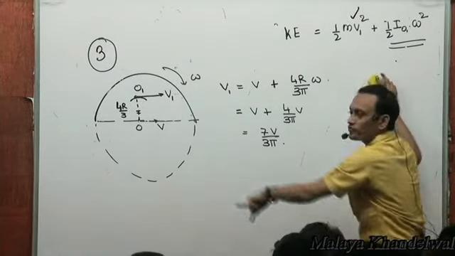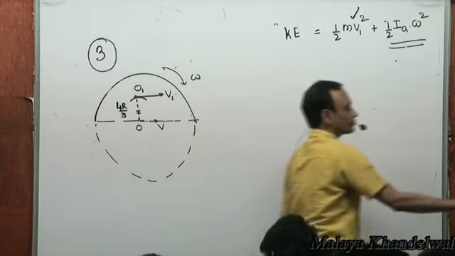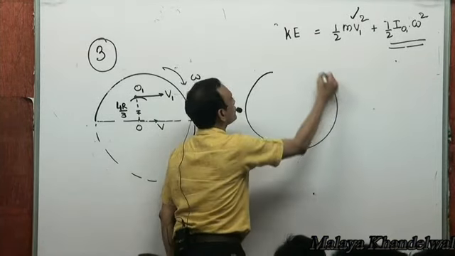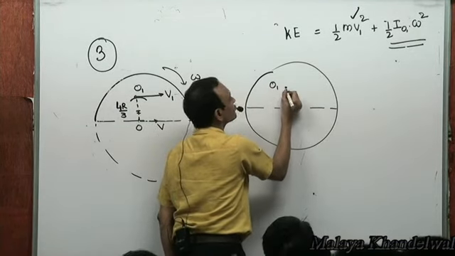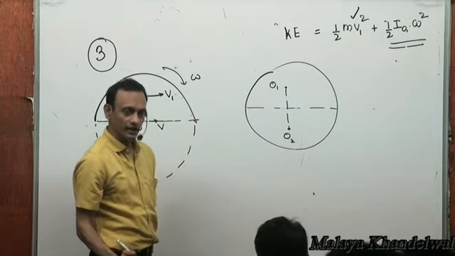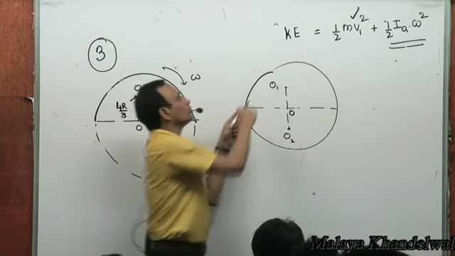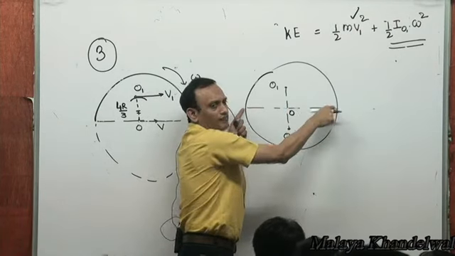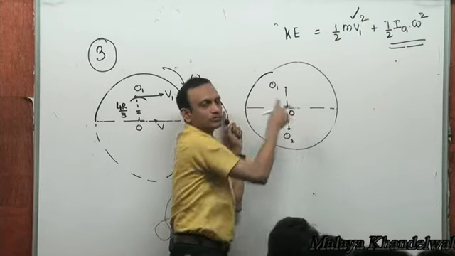So can I remove the clutter from here? See, tell me the following. This is O1, the center of mass of the upper half. This is O2, the center of mass of the lower half. Right? This is O. Now, the moment of inertia of the upper half about O plus the moment of inertia of the lower half about O will be the moment of inertia of the entire disk about O. Yes or no?